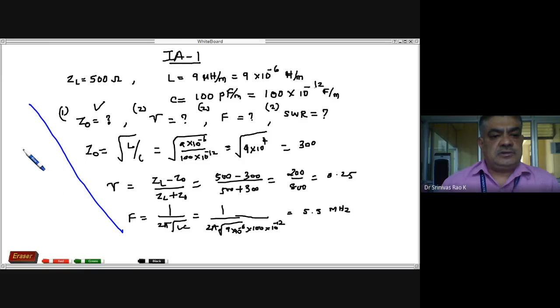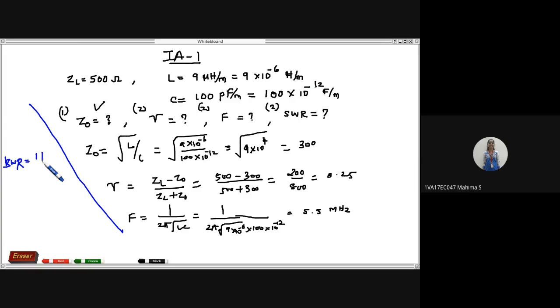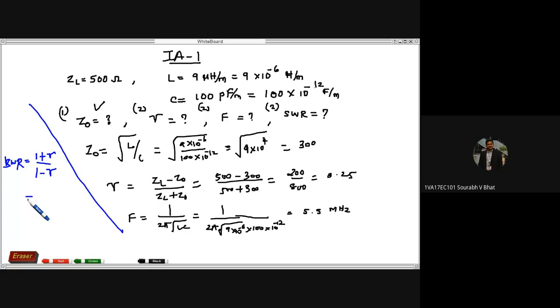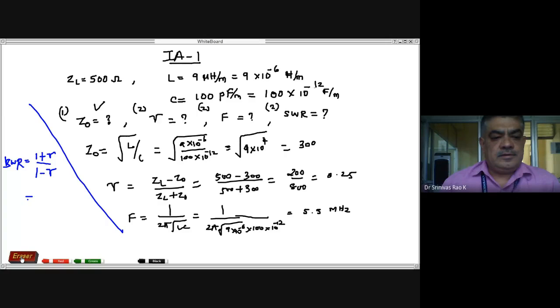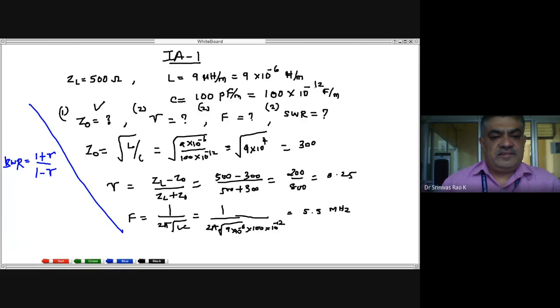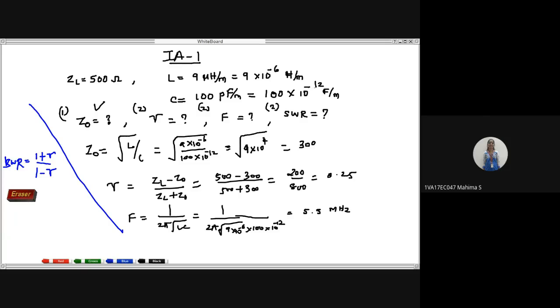Okay. The last point was the VSWR, that is SWR. So SWR is given by what formula? 1 plus reflection coefficient, divided by 1 minus reflection coefficient. Correct, no? Everyone correct? Numerator plus, denominator minus, sir. Yes, what you have written is correct, sir.